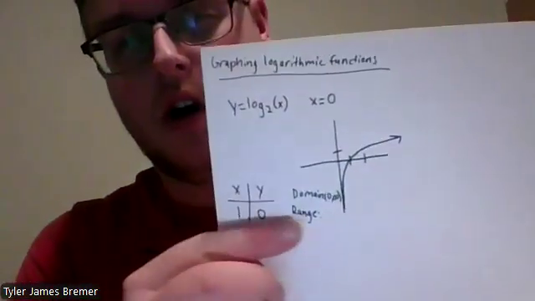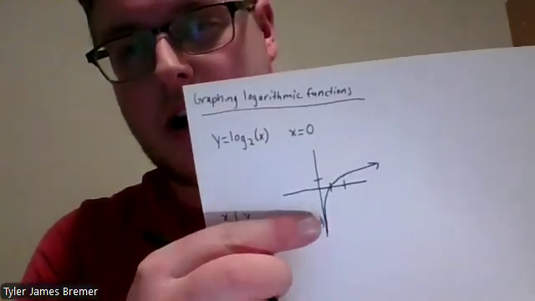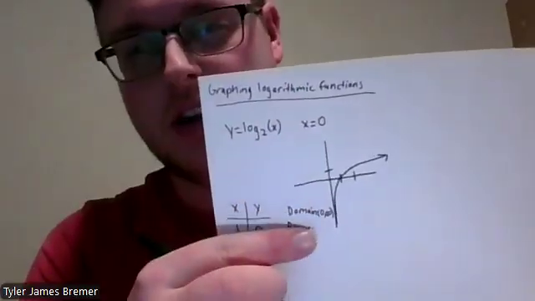Then with the range, if you can see on my graph here, the range is all the y values, and it will continuously increase and continuously decrease. So it would be negative infinity, which is all real numbers, to infinity. So y can be any number along this rule.